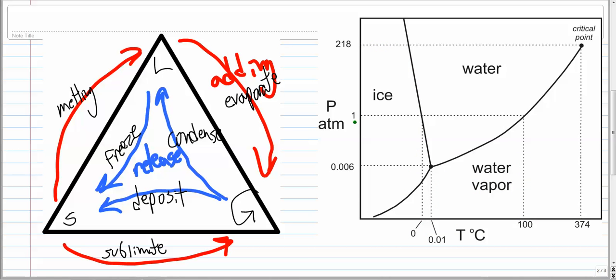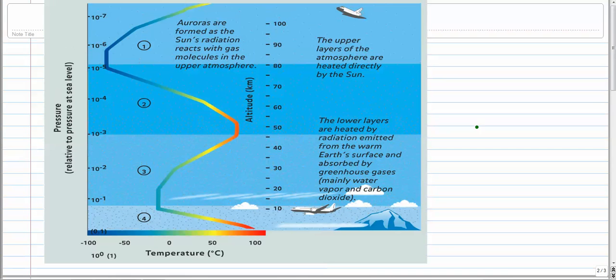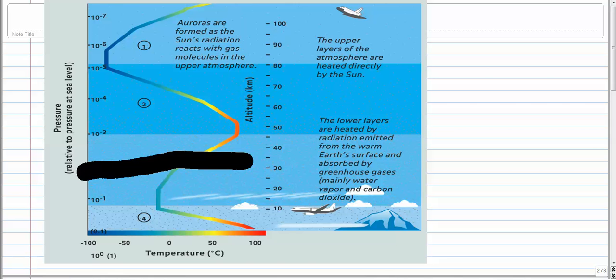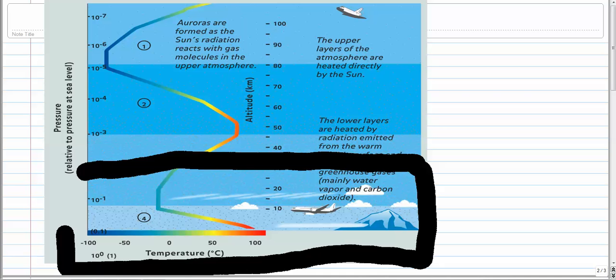So we just got a bunch of facts. It was a bunch of review stuff that you had seen before, and you have also seen this before. You've seen a graph of how the temperature changes with the altitude, or how high up you go. So what's important on this graph? Well, I'm going to tell you that for weather, it's only important inside this area right here.